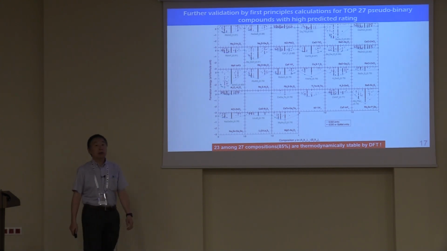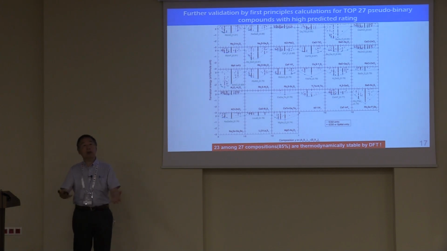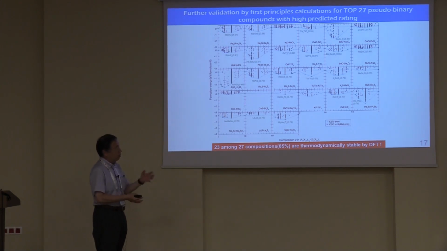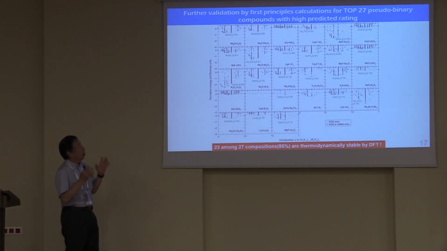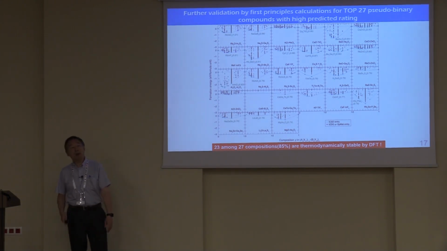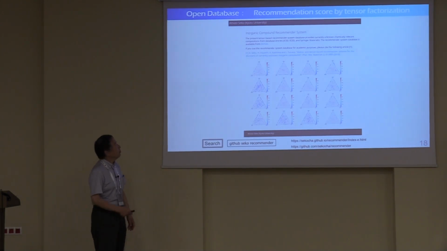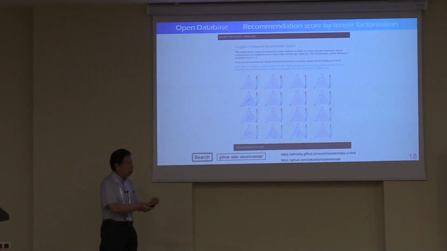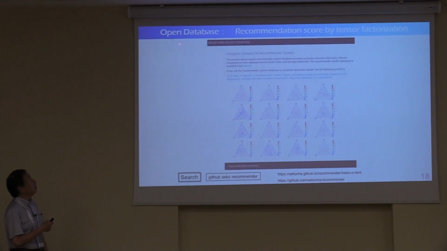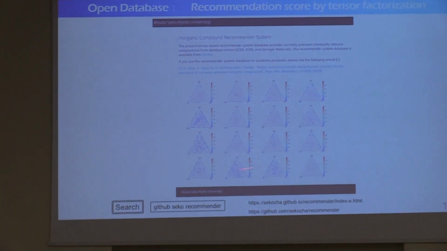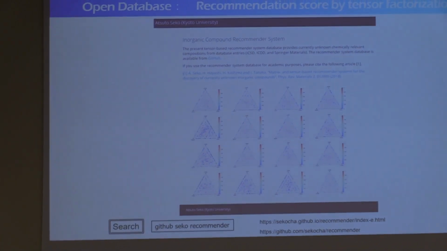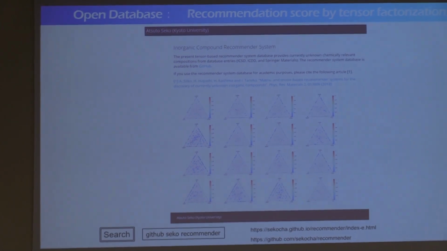So this is quite a satisfactory result, and our prediction, without any clear knowledge, just by the arrangement of constituent elements, is well confirmed by DFT calculation. So we are quite happy with those results. And instead of giving all data to individual researchers, we put this data as an open database. So if you're interested, you can look at those pseudo-binary systems or others. It is available on GitHub.